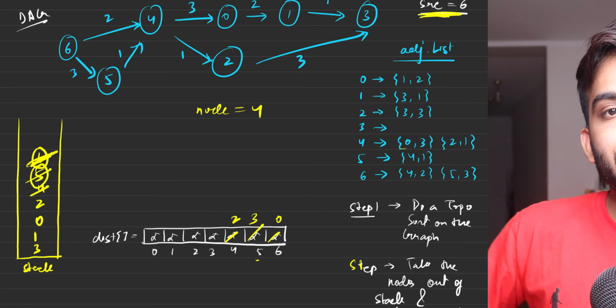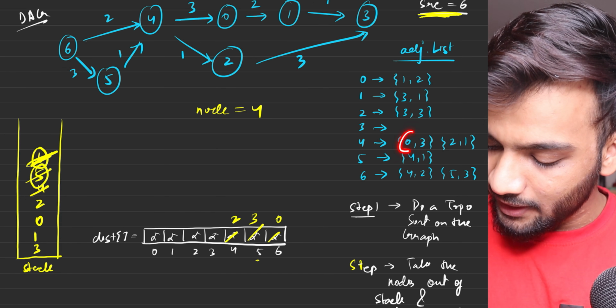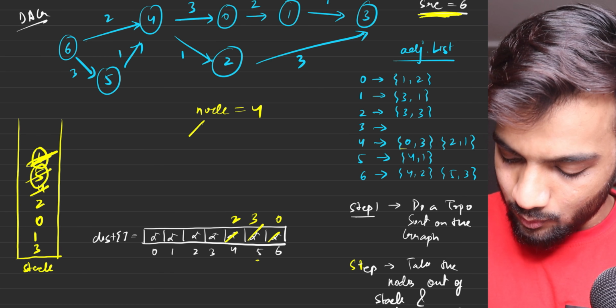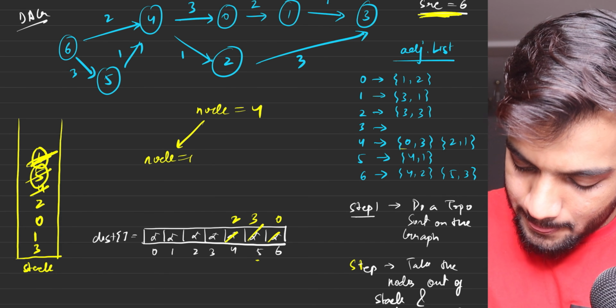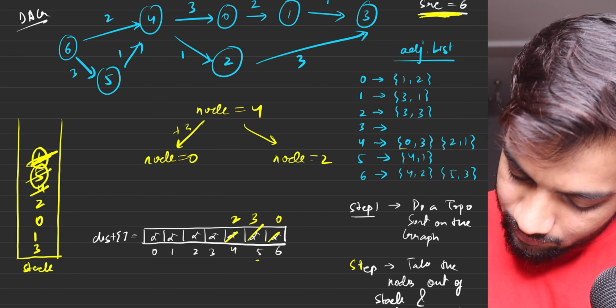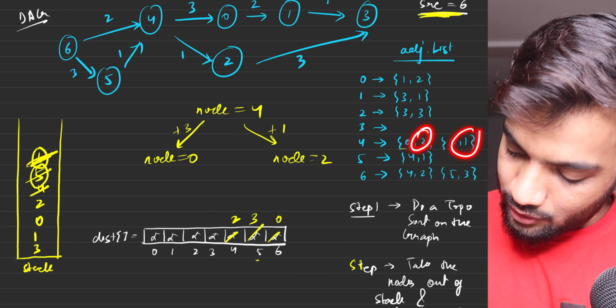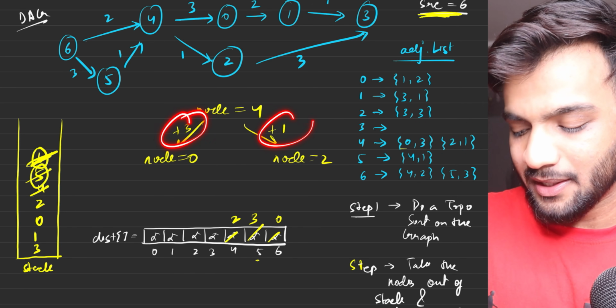Next, take the next guy, node 4. At the moment you take node 4, what happens? You again check for the adjacent nodes. That's 0 and 2. So one is node 0 and the other one is node 2. This takes a distance of plus 3. This takes a distance of plus 1. Very simple to figure out. You have already stored it. So plus 3 and plus 1.